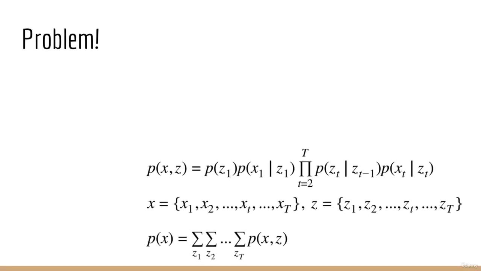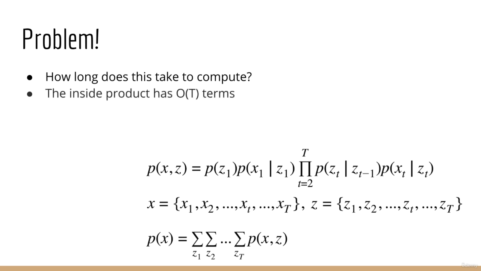There's one problem with the previous formulation. Let's consider how long it would take to compute. First, let's look at the product, which is inside all the summations. That's approximately T multiplications, so we say it's O of T. But now, let's consider the summations. We are doing T joint summations, since we have to sum using z1 all the way up to zT.